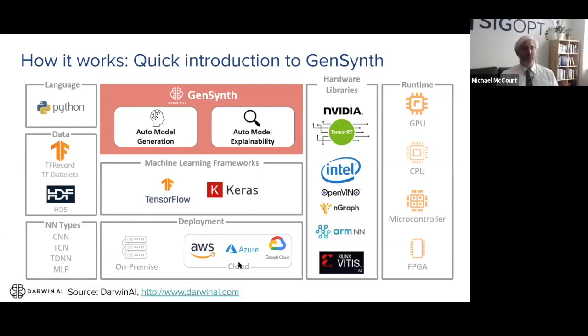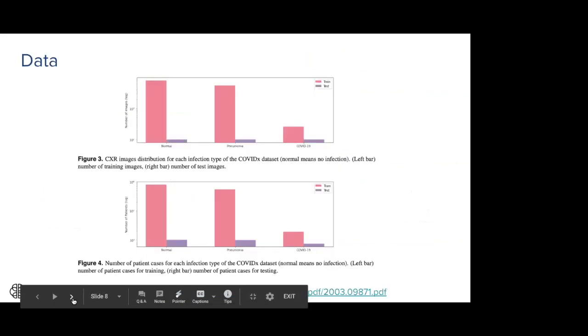Can you go to the next slide? Perfect. So here's just some additional details.